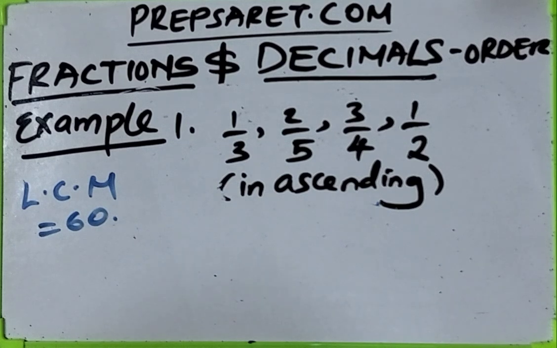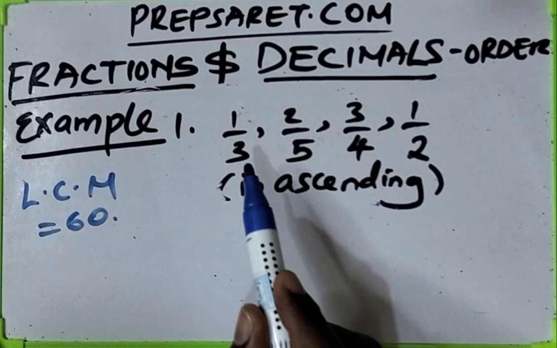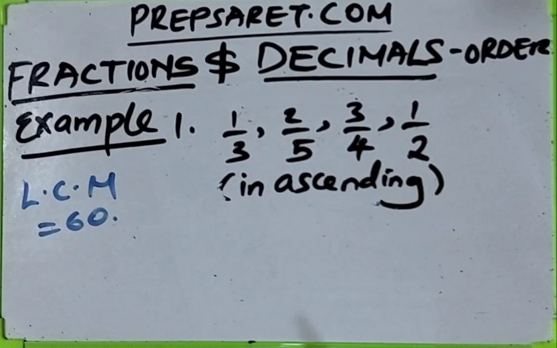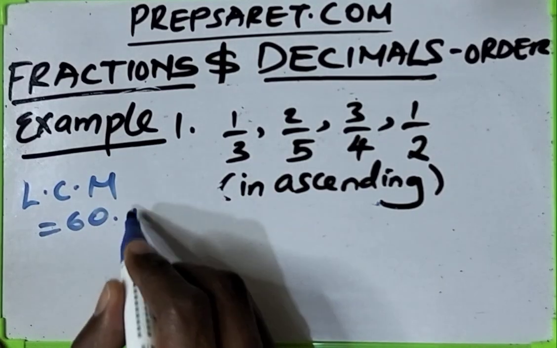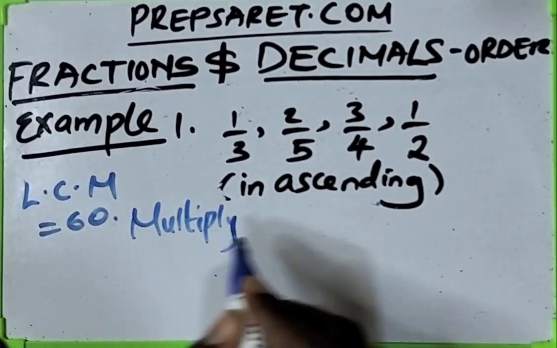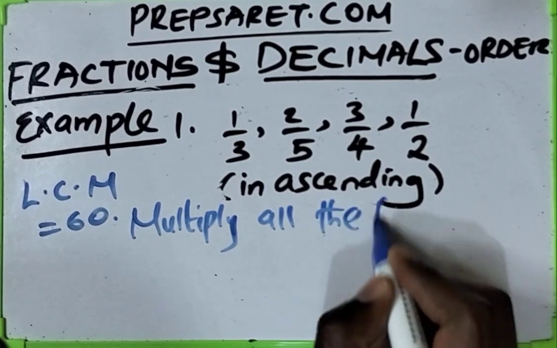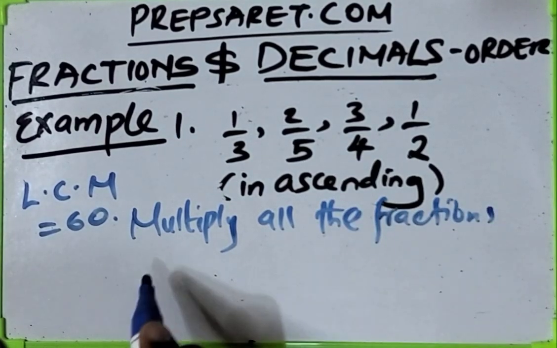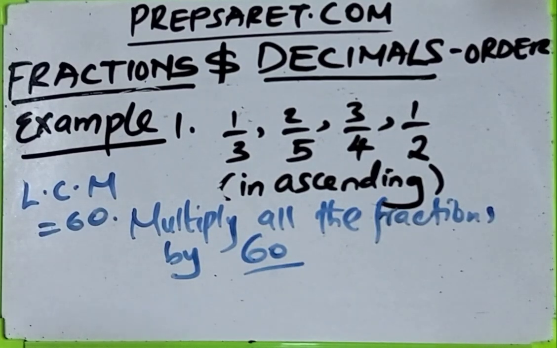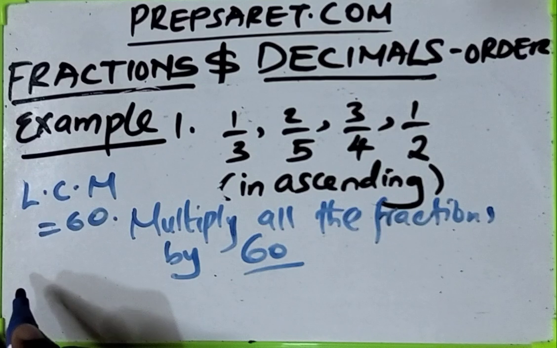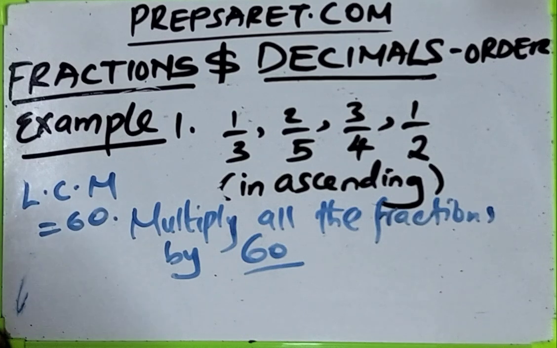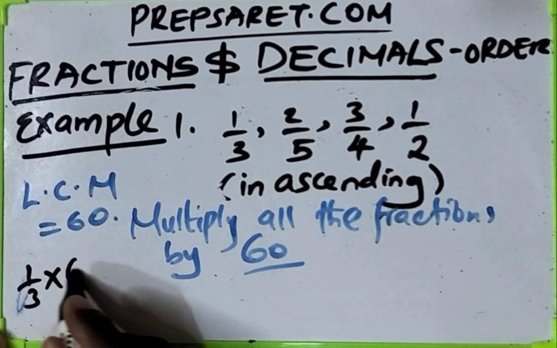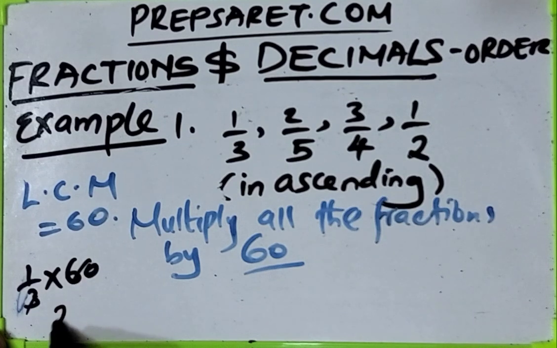LCM 60. Now what we do next, we want to convert all these fractions into numbers for which you can easily determine the largest and the smallest. So we shall multiply all the fractions by the LCM, which is 60. That is a very easy step. We shall start with a third. 1/3 times 60 gives us 20.